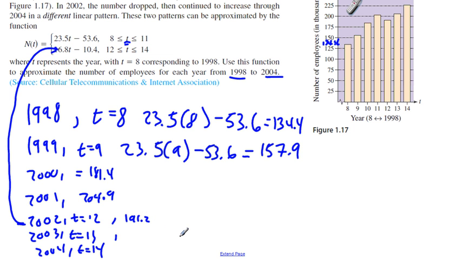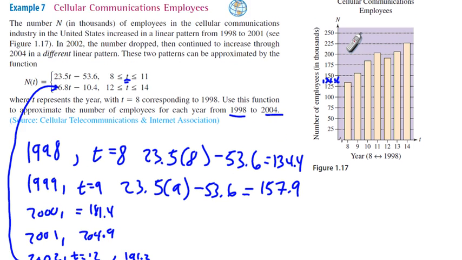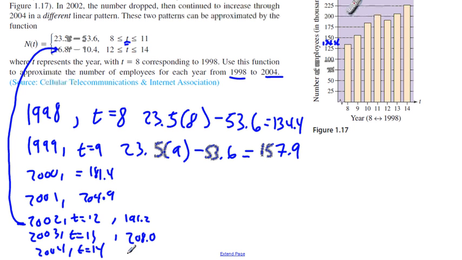In 2003, 208.0, and 2004, 224.8, and I guess that's going to be it right there.